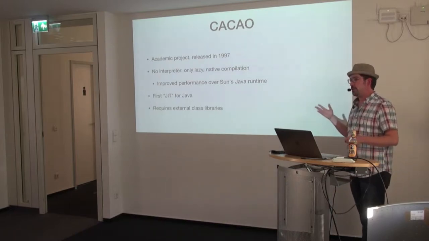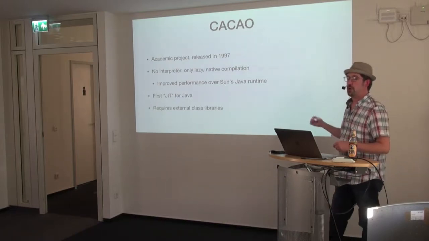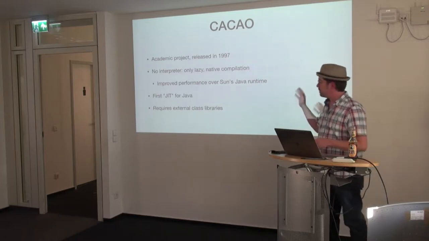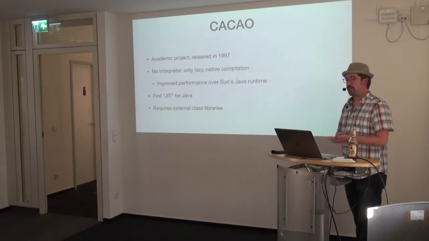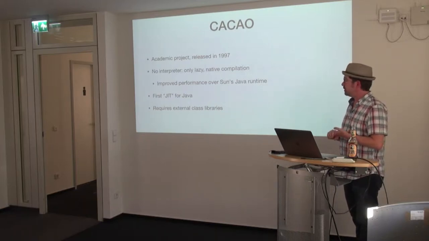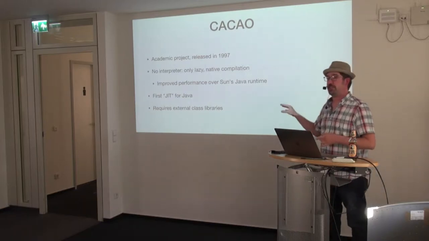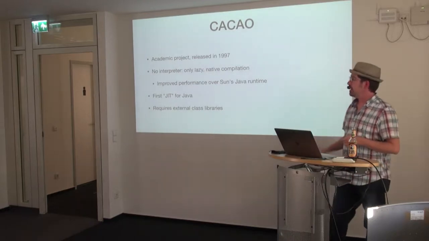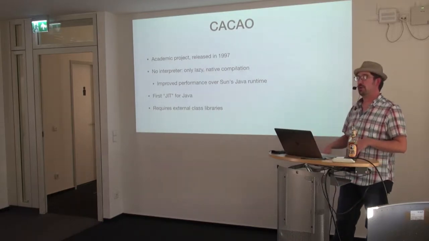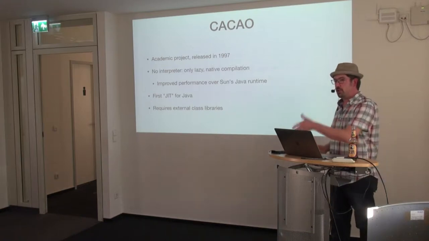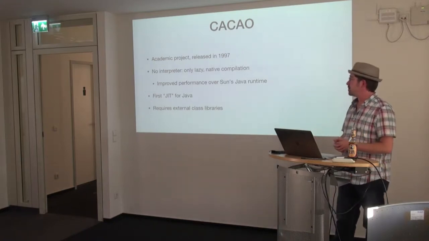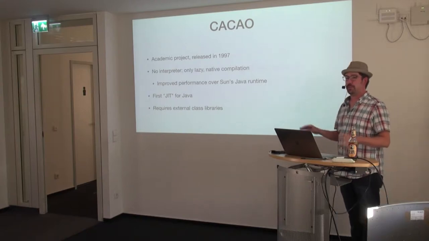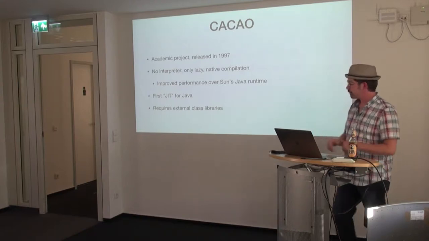If you've ever seen any of the talks by Chris Thallinger on Graal or Hotspot, he was actually in university and worked on Kakao. So this is an academic project. It came out very shortly after the first version of Java. And this was actually the first JIT for Java, the first native compiler. It actually didn't have any interpreter, so it would wait until you called a method, then generate the binary code, and that was as jitty as it got. But it was significantly better performance than the early Sun Java runtimes.